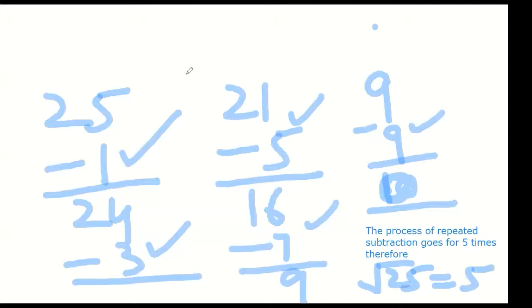So, if I have to do square root of 144, the second method is called prime factorization method. Second method.